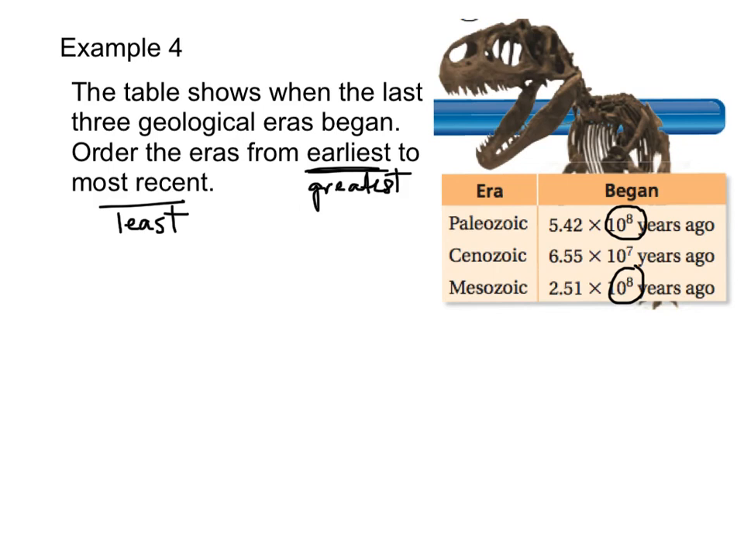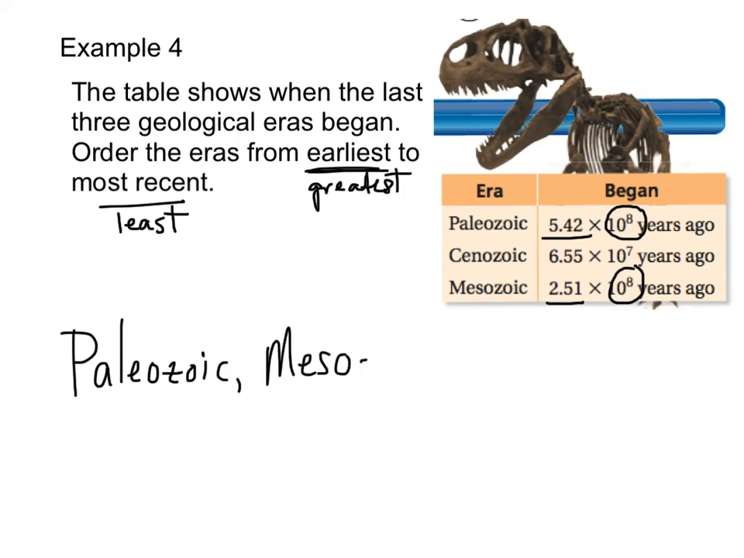Since they're the same power, we can now look at the factor: 5.42 or 2.51. Which one's a bigger number? Well, 5.42. So we know the Paleozoic would be the oldest era, and then the Mesozoic is going to be the next oldest era. The most recent is going to be the smallest one, and we know that because 10 to the 7th is the least power. So our last era is going to be the Cenozoic.